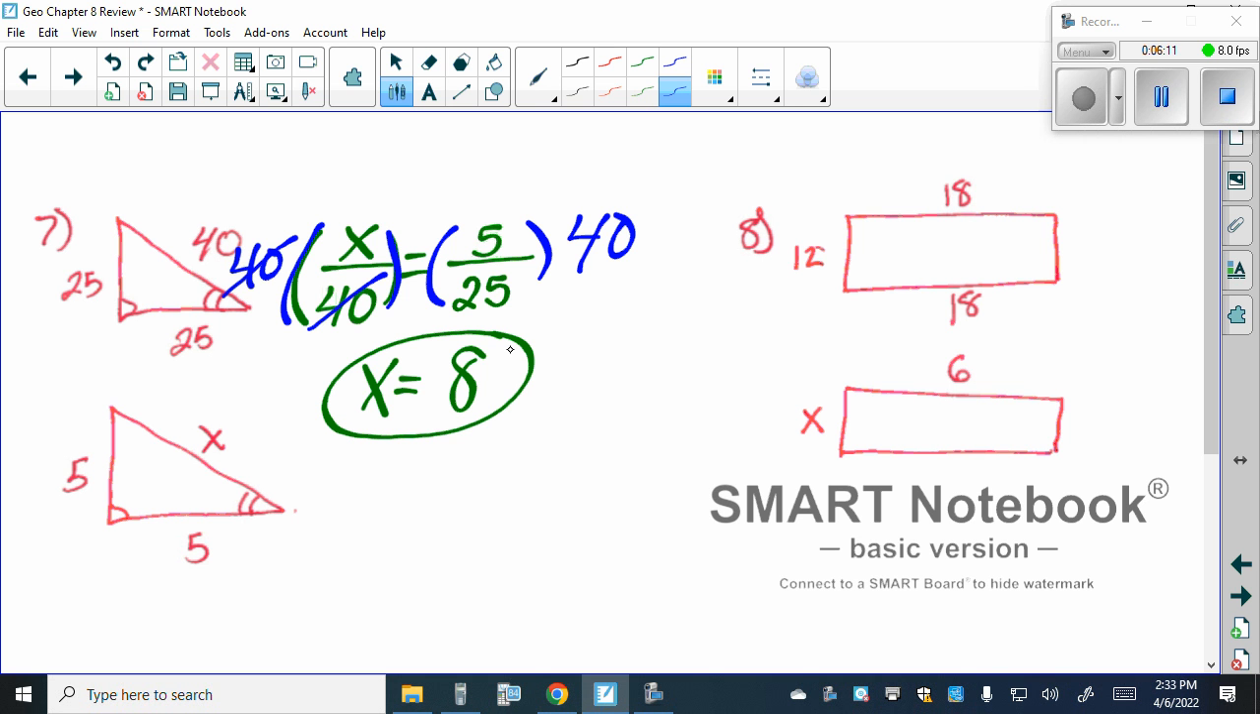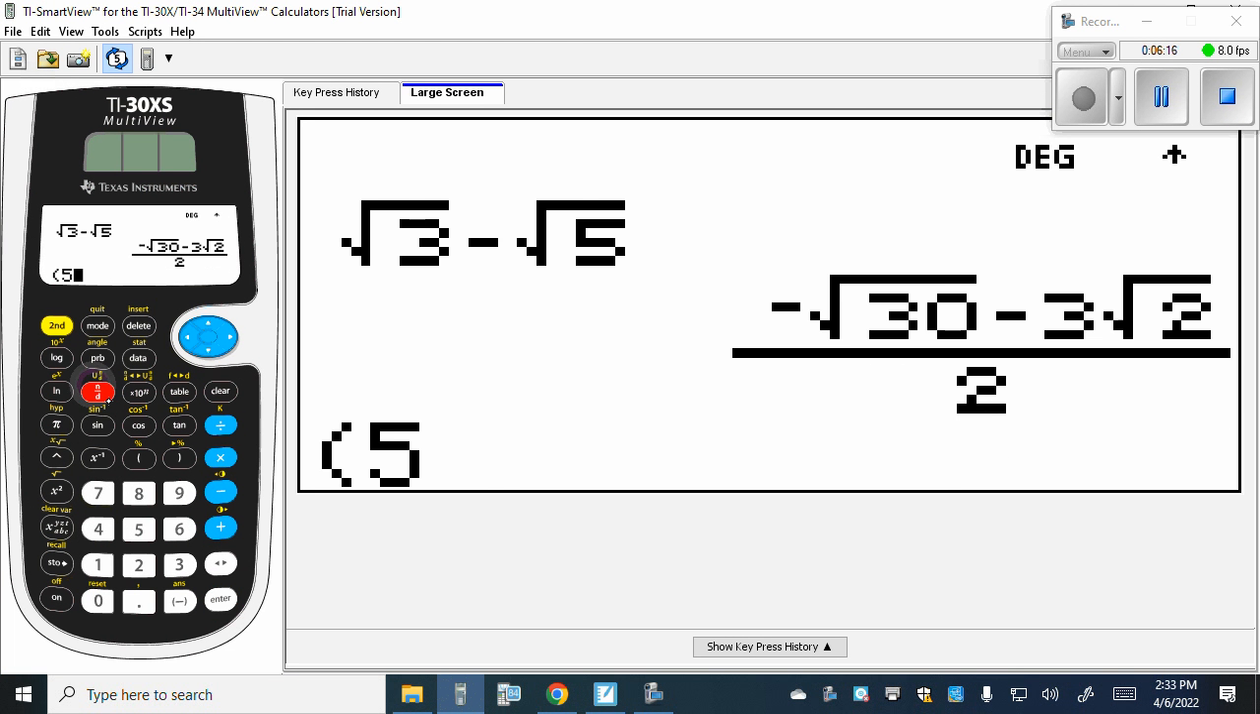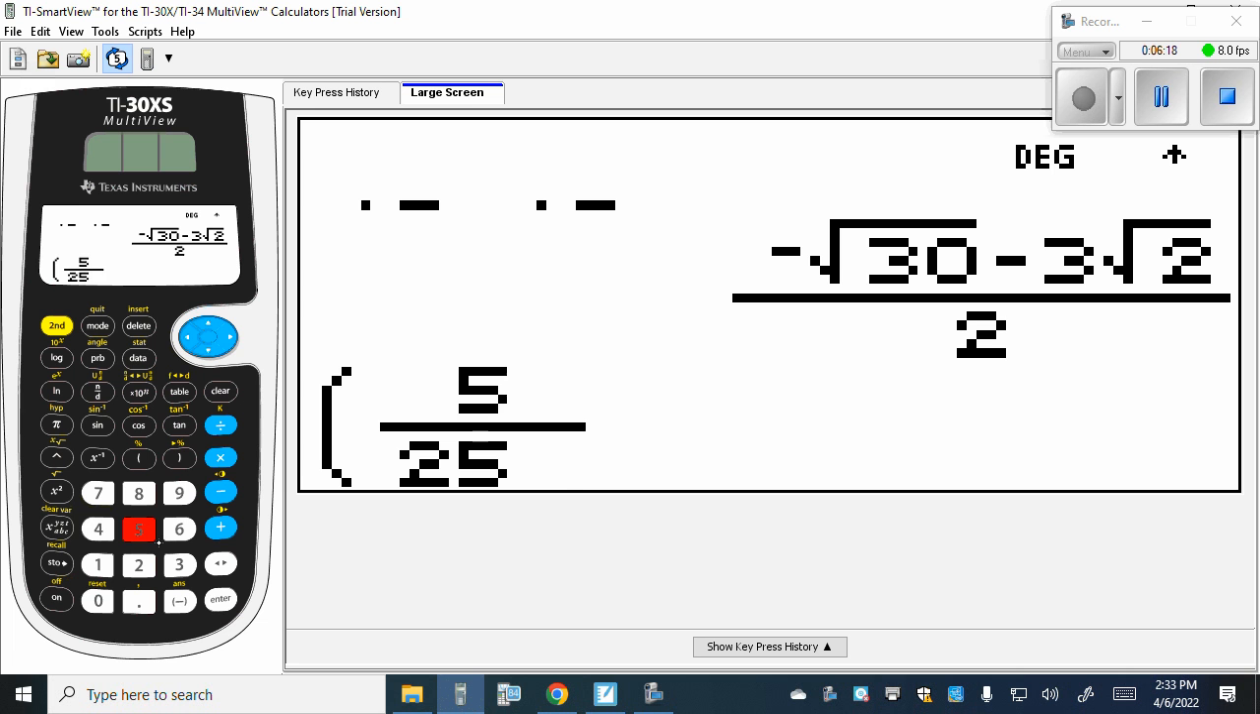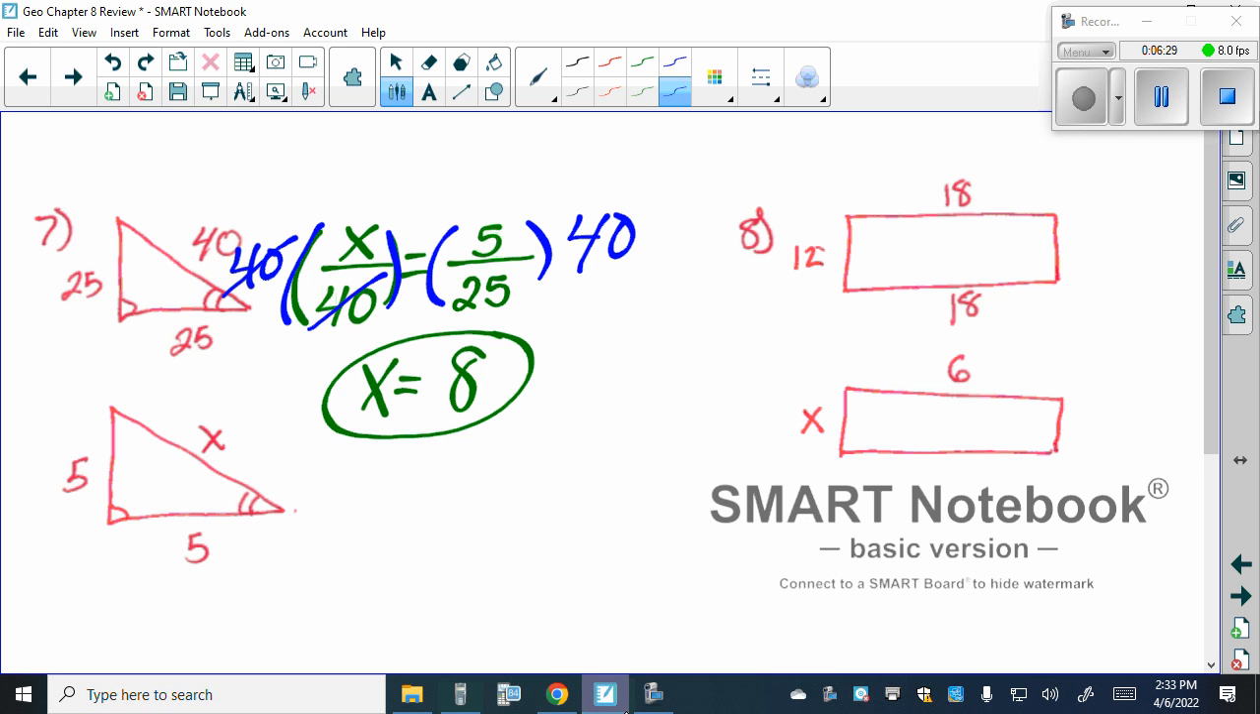So in the calculator we can say 5 over 25 times 40, and we get 8. So here at number 7, the answer is x is equal to 8. We can go on and look at number 8.